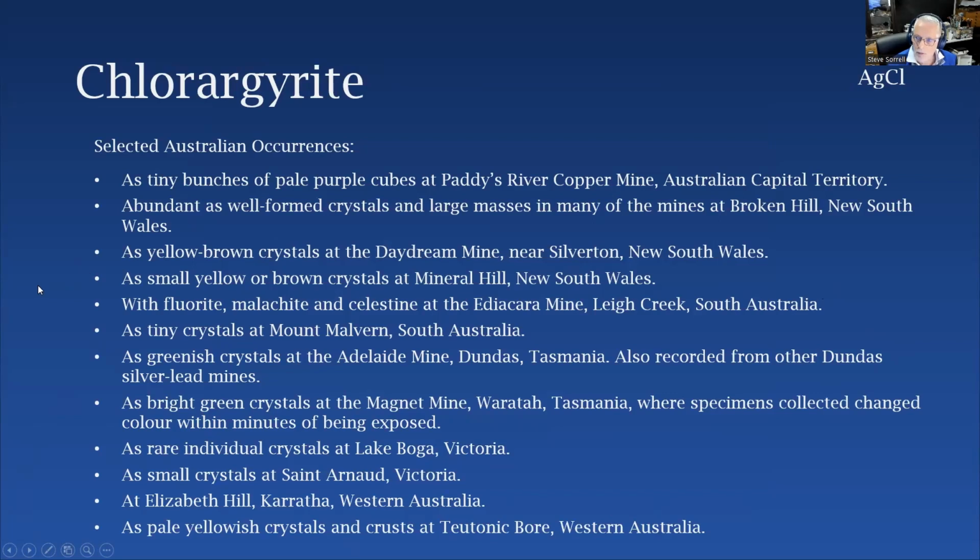Silver halides. There's a range of silver halides that can be found in Australia. Chlorargyrite is the most common.